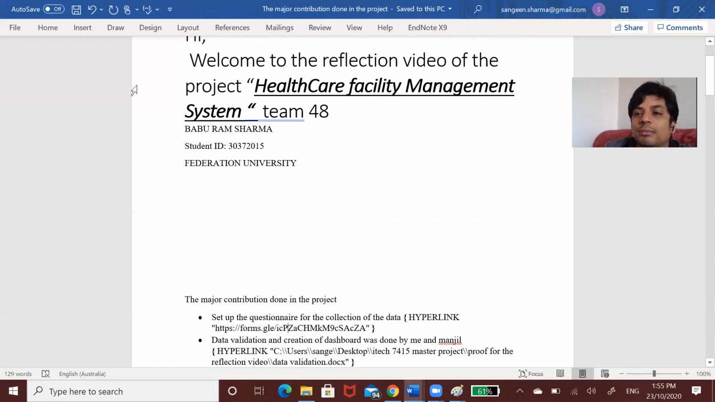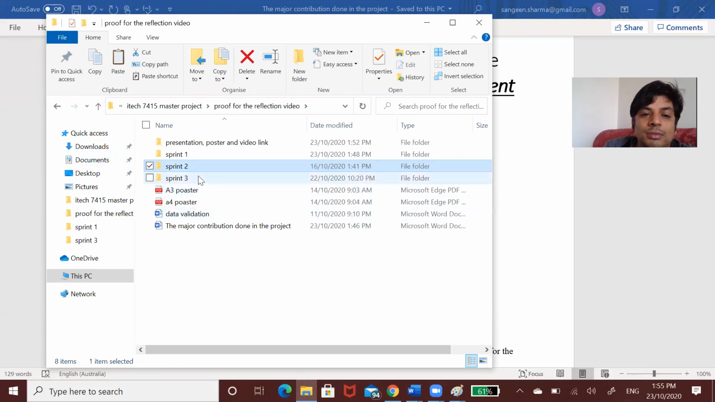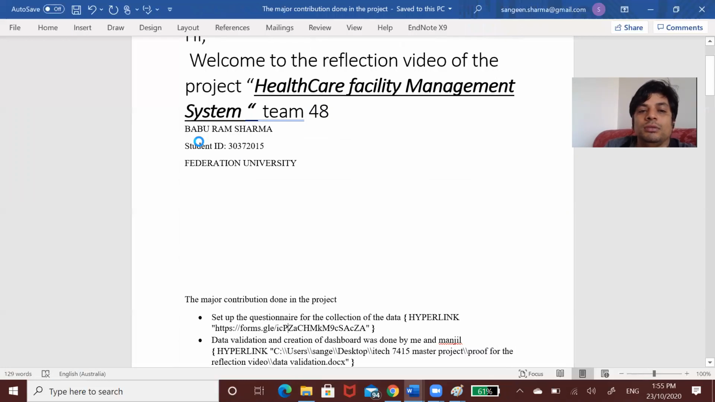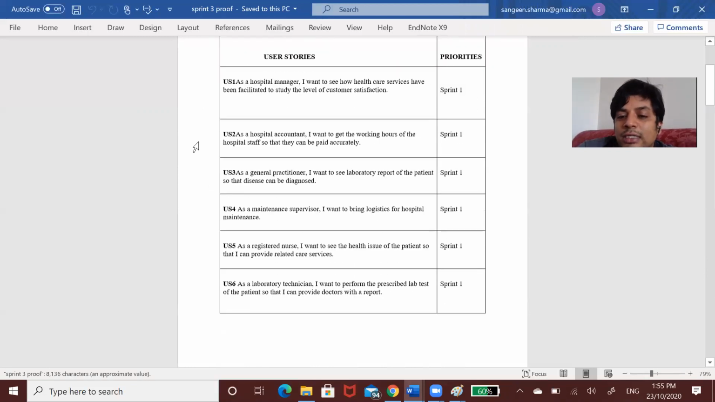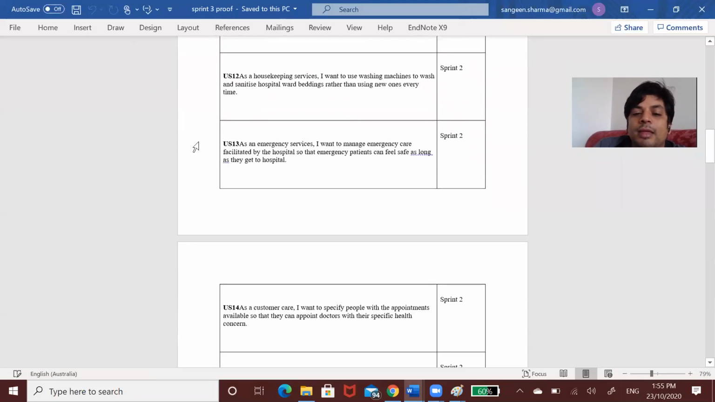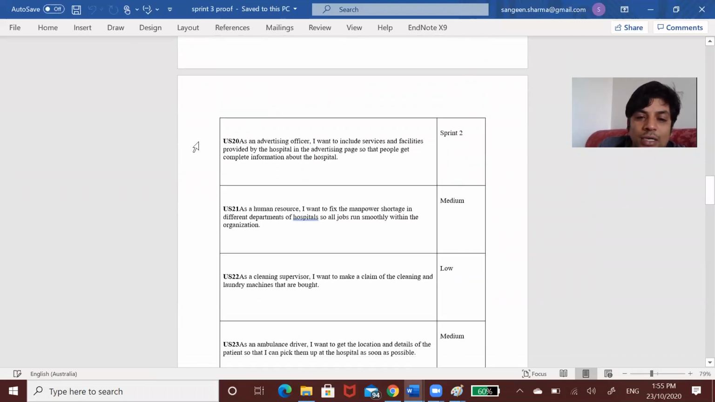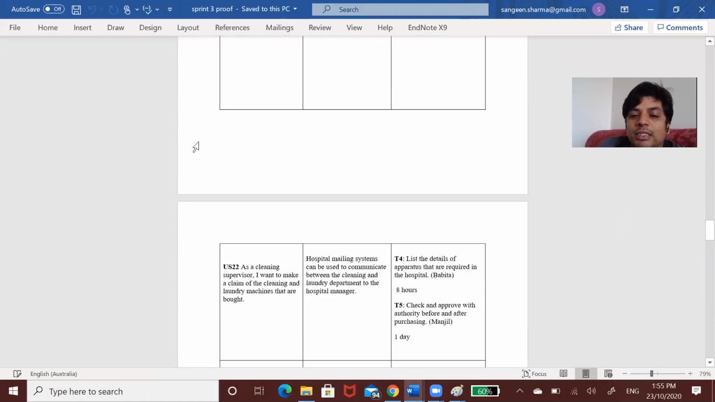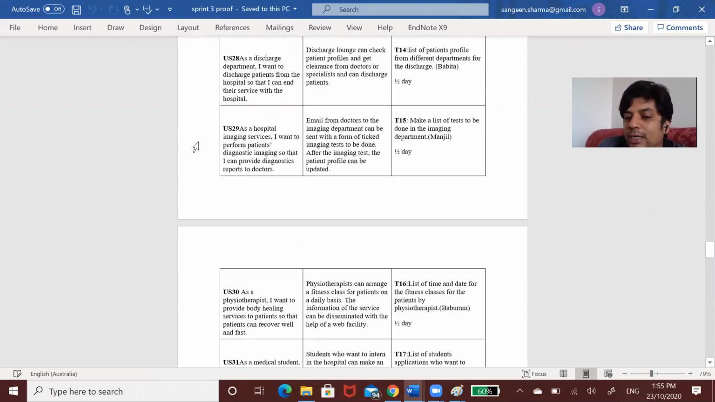And similarly, my tasks in sprint 3. In sprint 3, we divided the rest of the user stories, 21 to 31, and we divided the tasks among the team members, and we have completed the tasks.